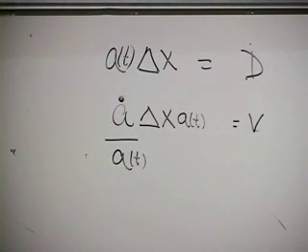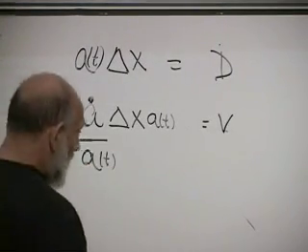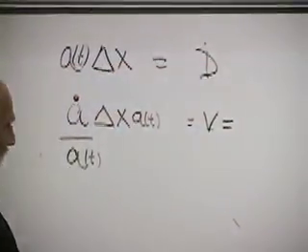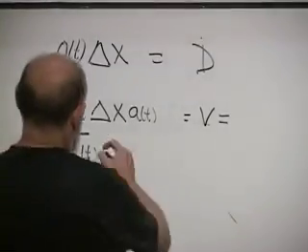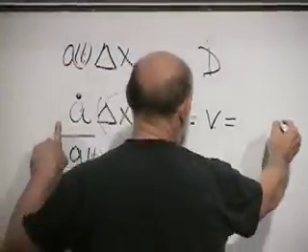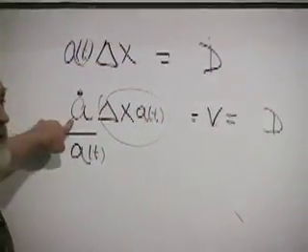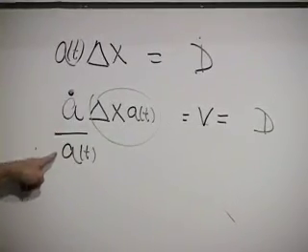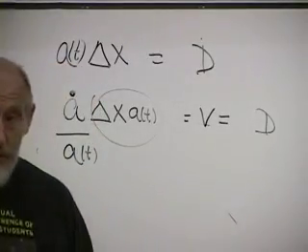What is delta x times A? That's d, the distance. So I've derived, very simply, a very simple rule that the velocity of recession between 2 objects is proportional to the distance between them times something which doesn't depend on where you are. It depends on when you are, but not where you are. A dot over A. Remember, A does not depend on position in space.